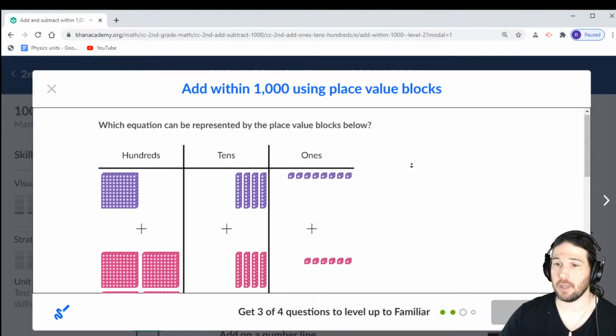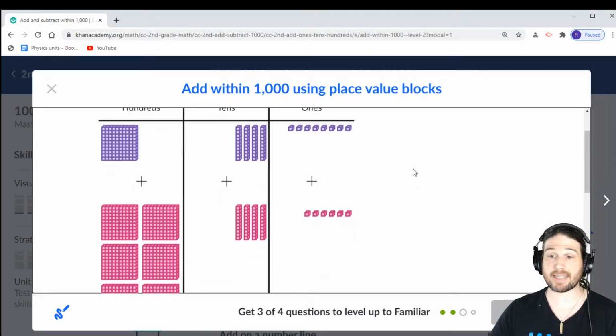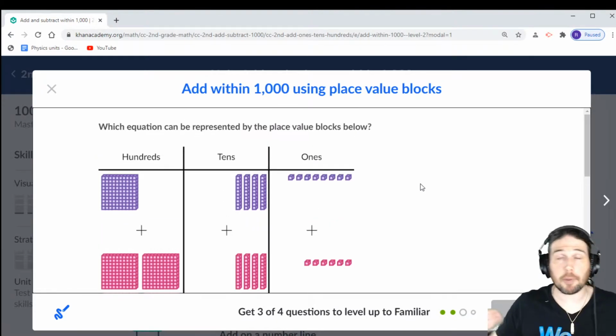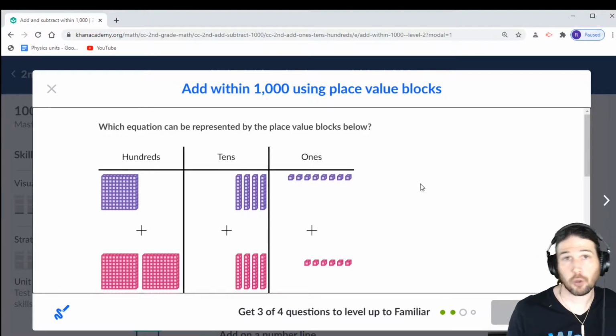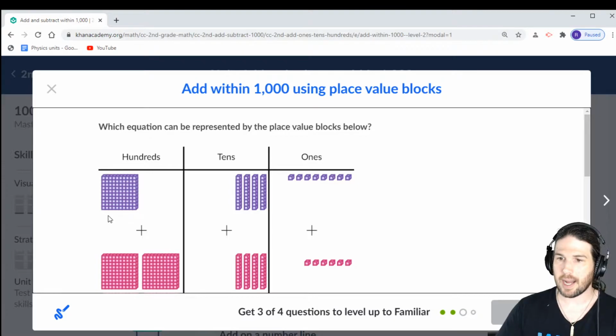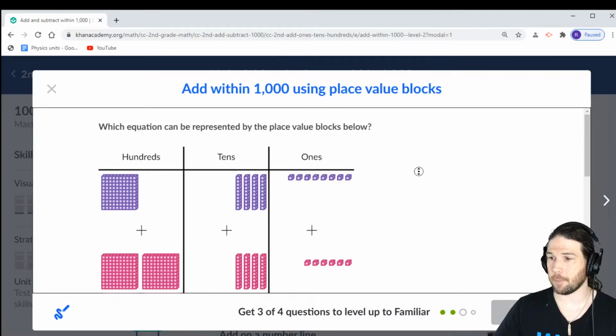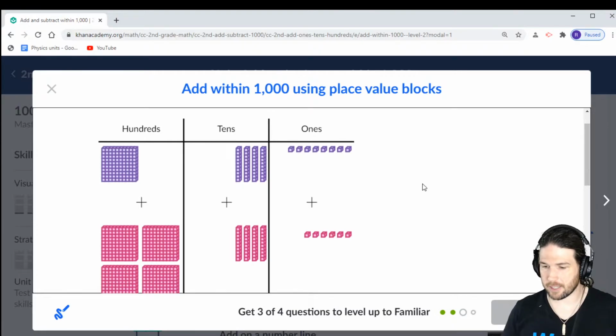Which equation can be represented by the place value blocks? Now, here's another thing that I'm going to talk about when it comes to exams. When you are doing a multiple choice exam, you should try to come up with your own answer before you look at the options, because a lot of the time there will be options that are there specifically to trick you or trip you up. So, I see 100, 1, 2, 3, 4 tens, so that's 140, 1, 2, 3, 4, 5, 6, 7, 8. So that's 148 is this purple bit. So I'll go ahead and write that down.